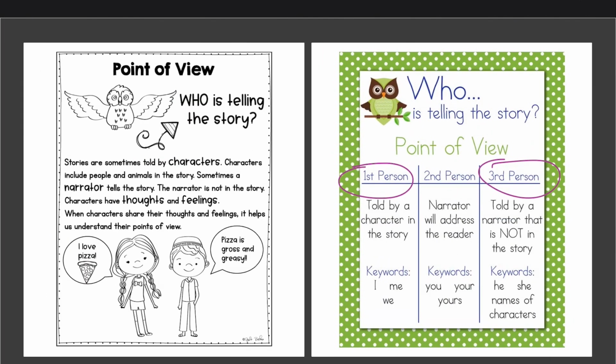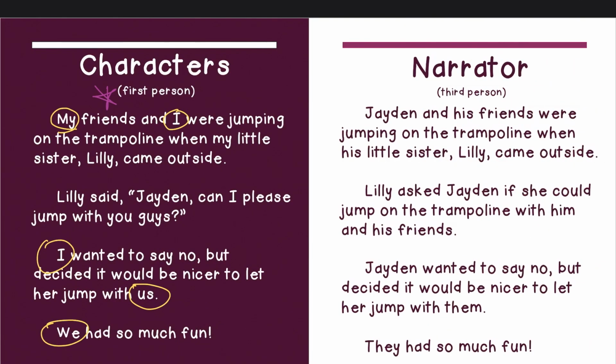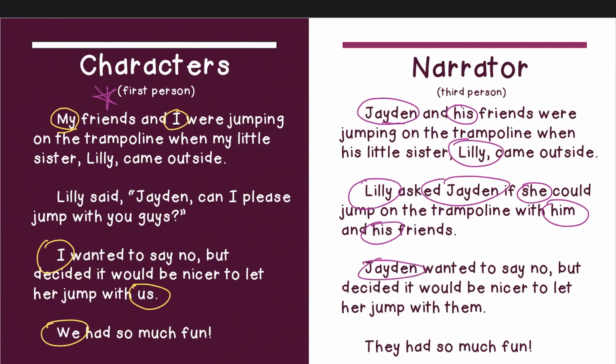Now I can go back again and look at my third person, and I see my keywords are he, she, and the names of the characters. Now here I see a name of a character, Jaden, his, Lily, another character name, and we see them here too, but we also see she, him, his, Jaden, her, them, and they. So that all tells me that the narrator is telling me about how the character feels.